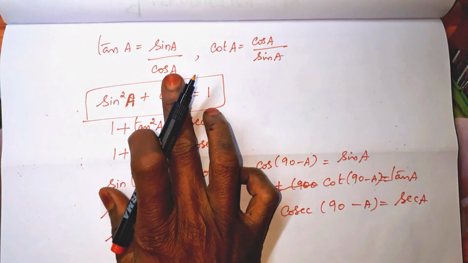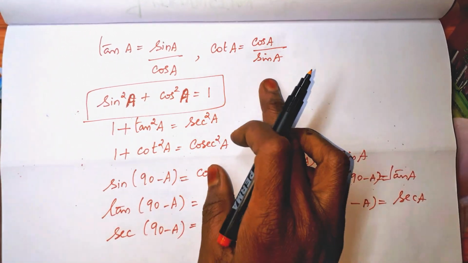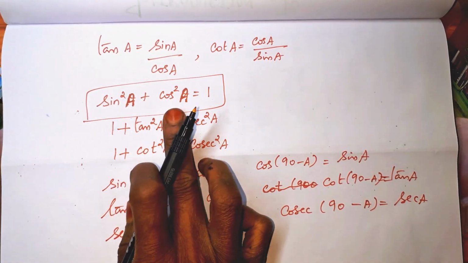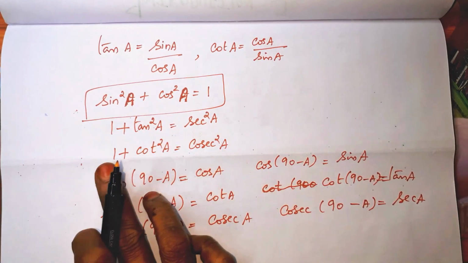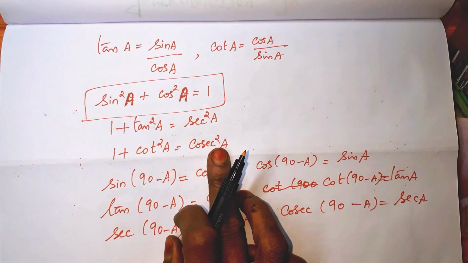Tan A is equal to sin A by cos A, cot A equal to cos A by sin A. Sin squared A plus cos squared A is always 1. 1 plus tan squared A is secant squared A. 1 plus cot squared A is cosecant squared A. Clear?